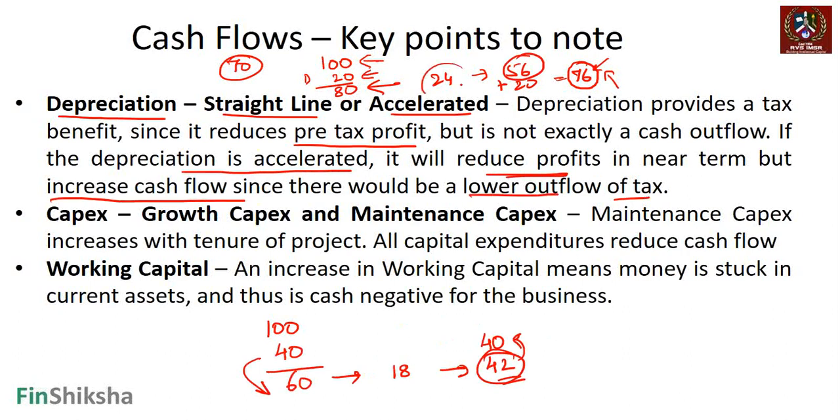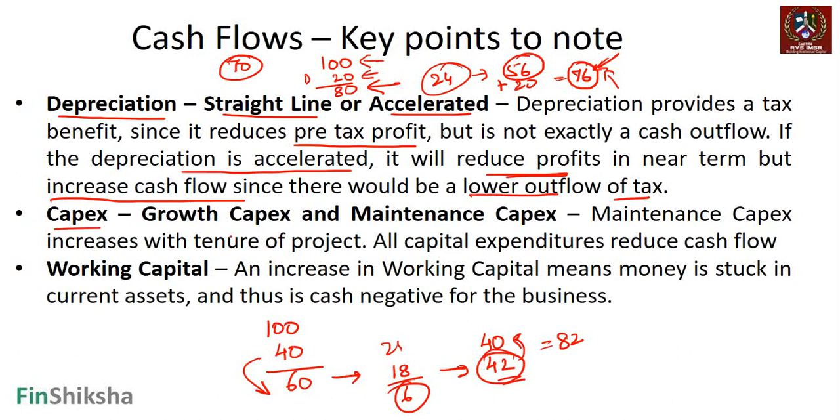Tax earlier was 24, remember. So 24 minus 18 is going to be 6. That's why instead of 76, I end up with 82, which is 76 plus 6. That 6 is what we saved on account of lower tax payment, right? So if a company is following accelerated depreciation, a lot of the time it would be cash flow positive for you in the near term. In the long run, it obviously evens out, because if you pay lower tax today, you'll have to pay higher tax later at some point of time, correct?